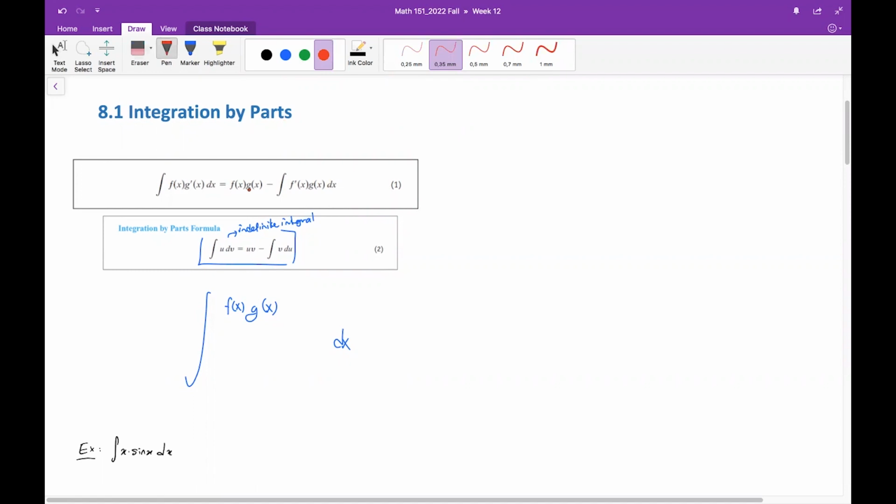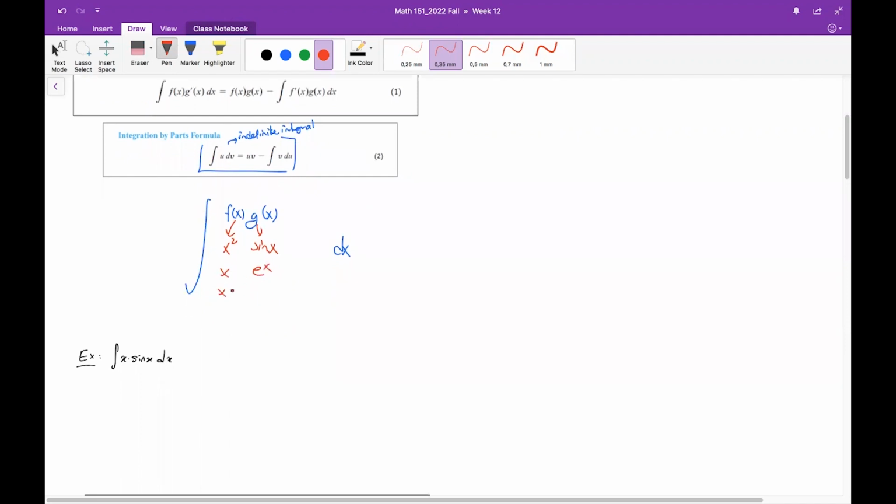of x dx, where f of x can be a polynomial, for example, and g of x is a trigonometric function, or f of x can be a polynomial of any kind, and g of x can be an exponential function, or f of x can be a polynomial, g of x can be a logarithm function. So here we are talking about products of two different types of functions, where the types are polynomials, trigonometric functions, or exponential function, or logarithm function.